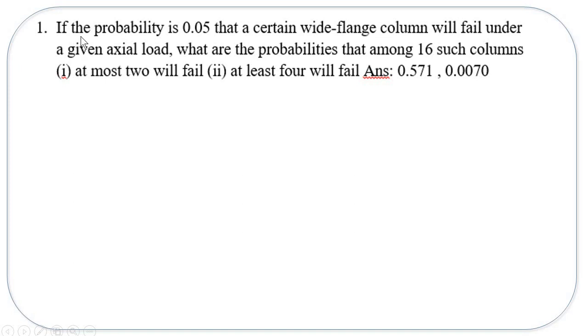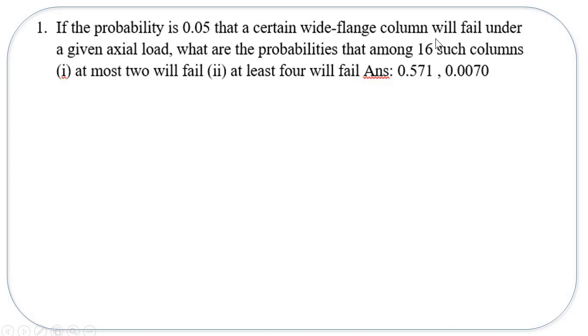This is our first question. If the probability is 0.05 that a certain wide flange column will fail under a given axial load, what are the probabilities that among 16 such columns at most 2 will fail, at least 4 will fail?